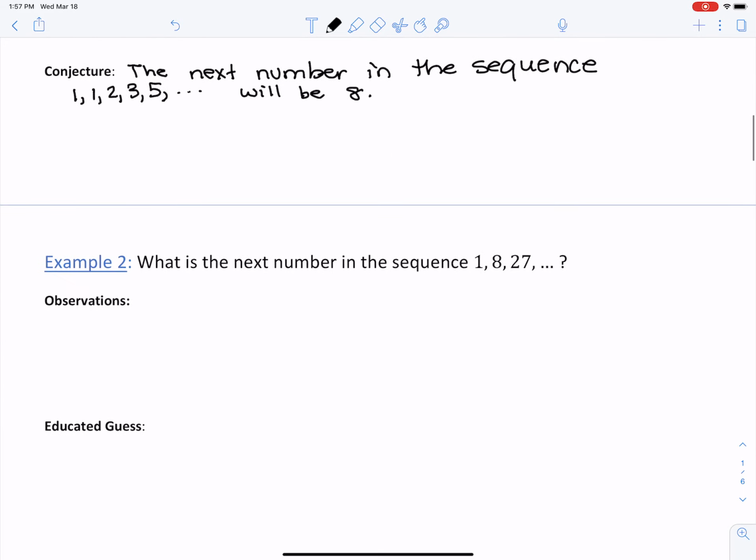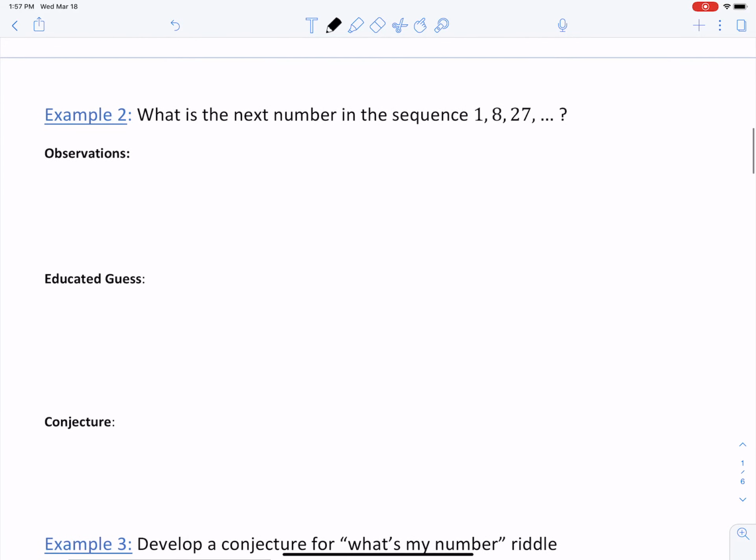Let's look at another example. What is the next number in the sequence? So observations. What do we notice? I notice that if I look at 1 to 8, maybe I multiply by 8 to get to 8. Maybe from 8 to 27, maybe multiply by 8. Wait, no. 8 times 8 is 64. So I tried to think of a pattern there. That didn't work. Let's try something different.